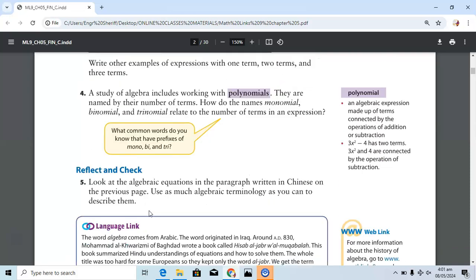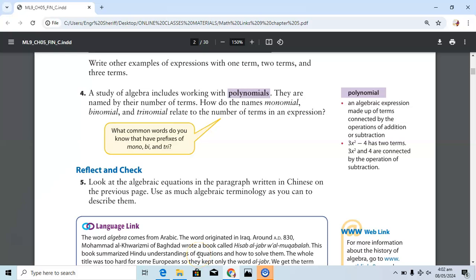So let's move on. You have to be fast on this. The study of algebra includes working with polynomials. So take notes. The study of algebra includes working with polynomials. That means when you are working with algebra, you most likely have something to do with polynomials. And these polynomials are divided into monomials, binomials, trinomials, and so on.